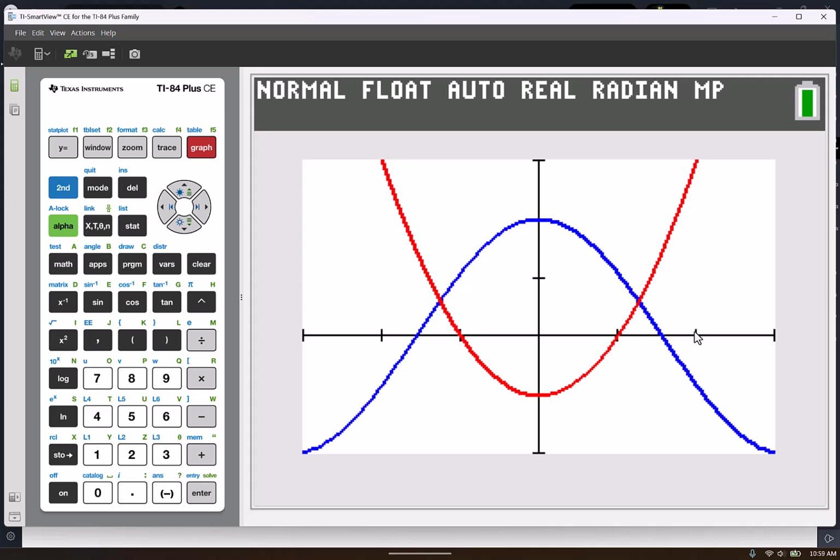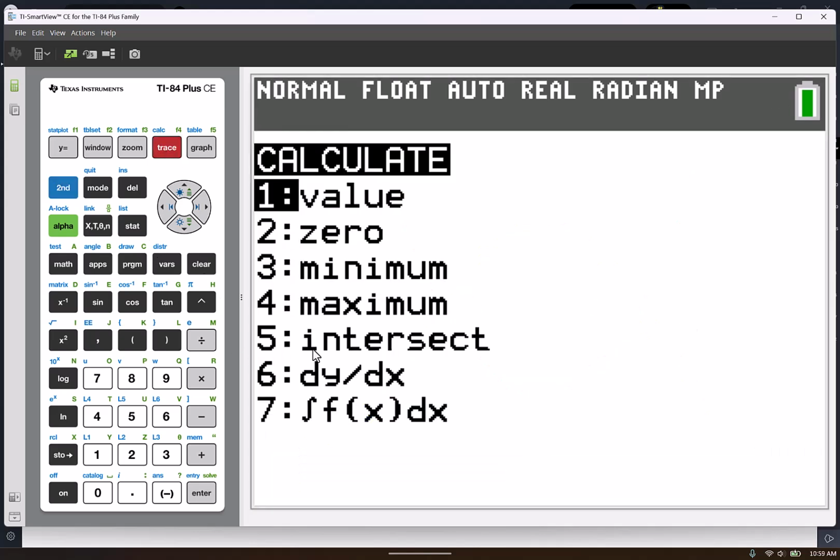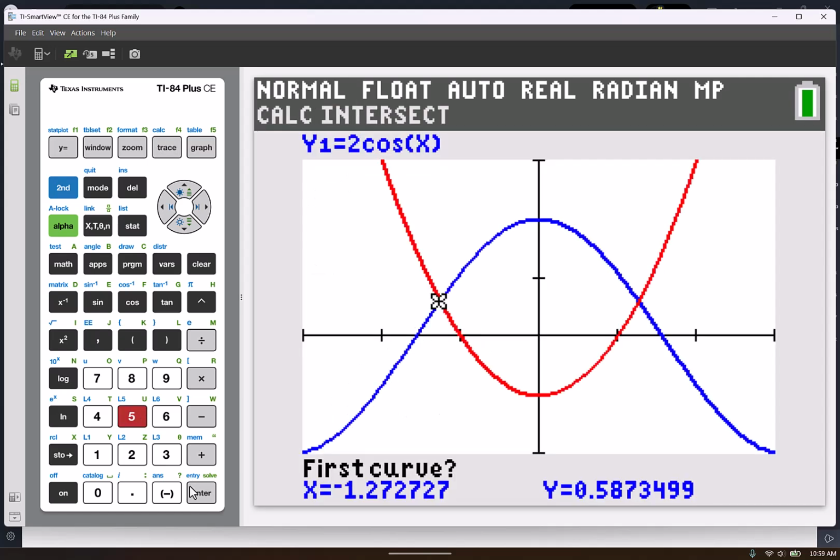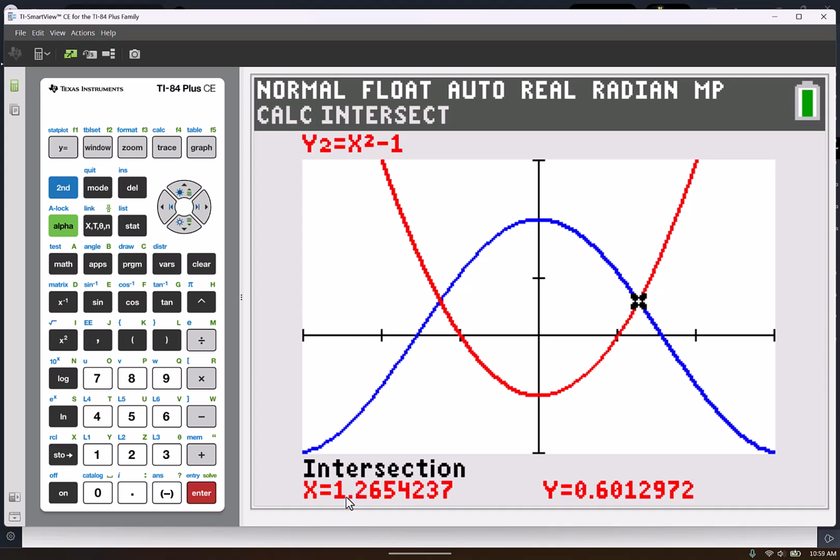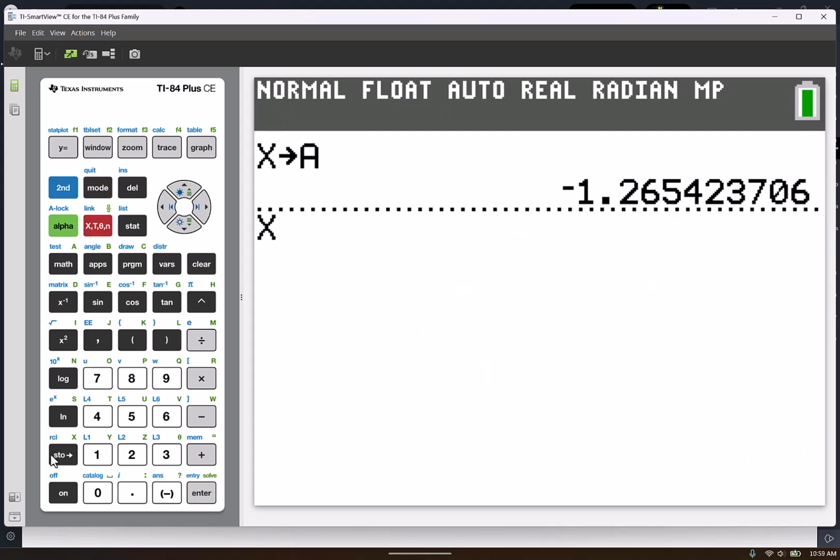Here's my graph. I'm going to get the other one, guys. Second, calculate, number 5, enter. And then when it says guess, scroll to the right. Okay, that's the one you want. And then push enter on that. And it needs to say the word intersection. It's the same value, but positive. So here we go. I'm going to quit, and I'm going to go X, store, and go down. What letter do you think I'm going to use? I just go down the alphabet.